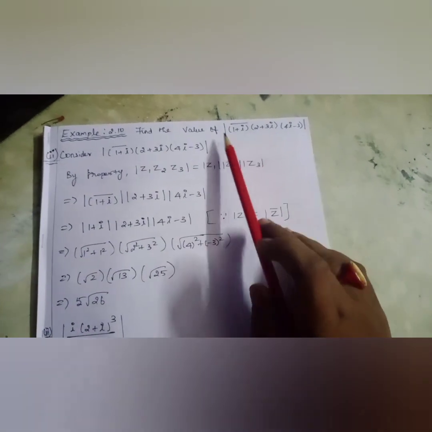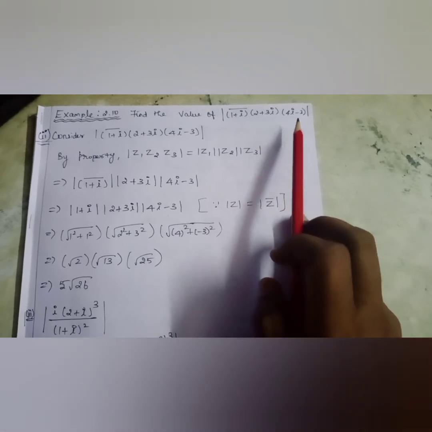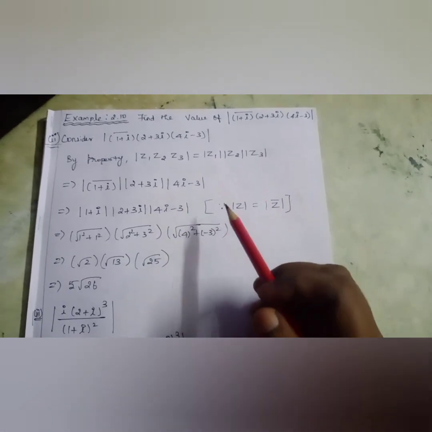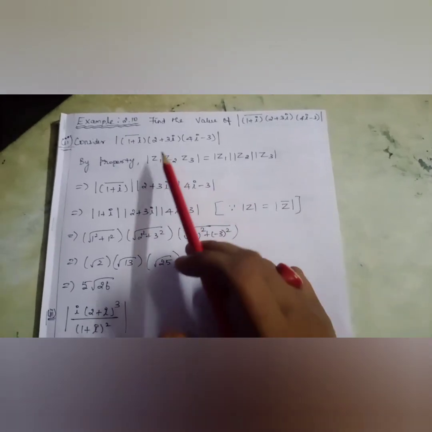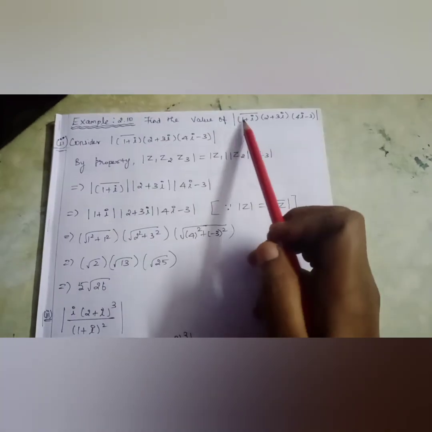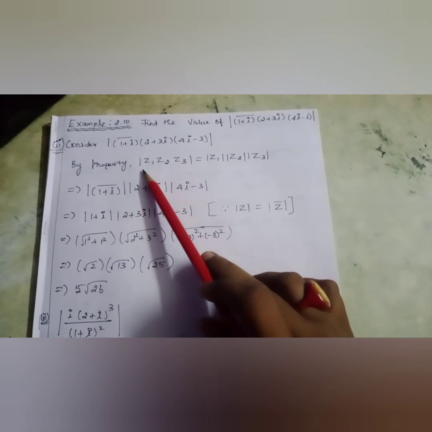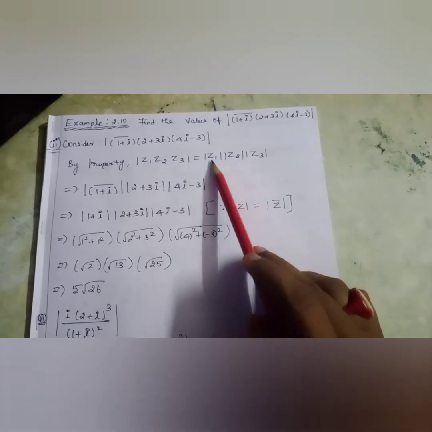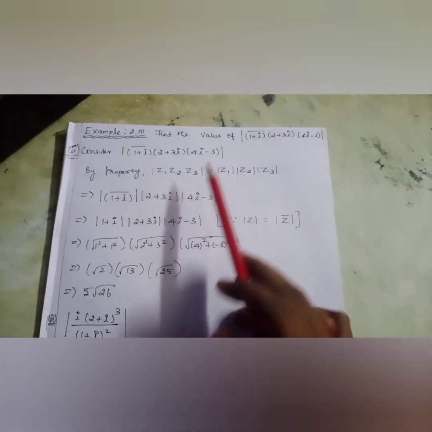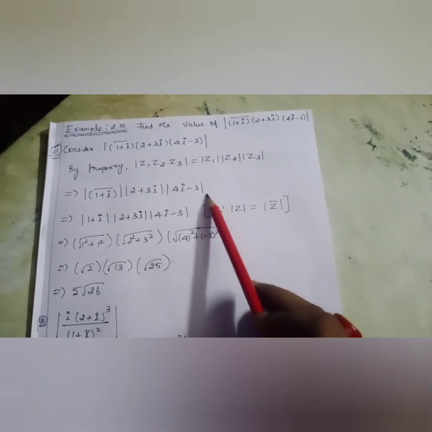Example 2.10. Find the value of modulus of (1 plus i) the whole bar into (2 plus 3i) into (4i minus 3). This is actually like a 3 marks or 2 marks sum only, but you should know the concept. That's why I have taken this sum. See the second subdivision, that is this sum. By the property, we have 8 properties, right? One of the properties is modulus of z1 z2 z3 can be split and written like this, that is mod z1, mod z2, mod z3. Similarly, I can split mod of (1 plus i) the whole bar, mod (2 plus 3i), mod (4i minus 3).